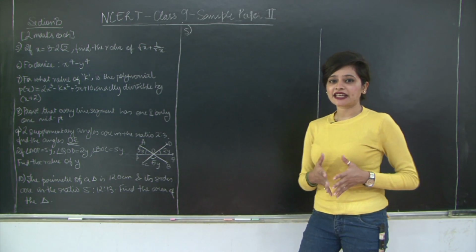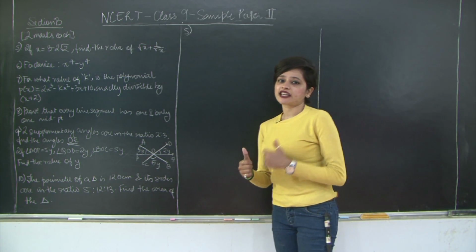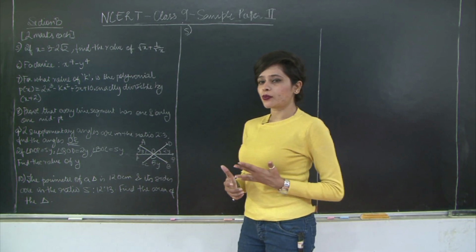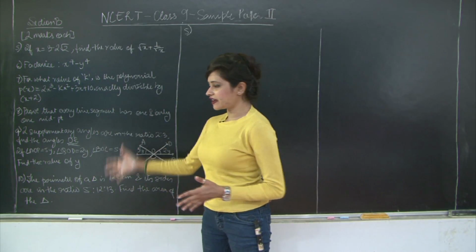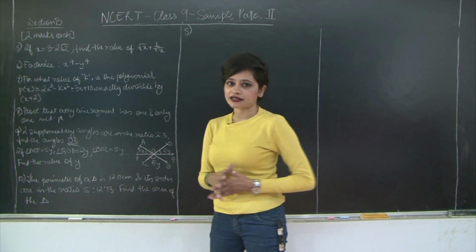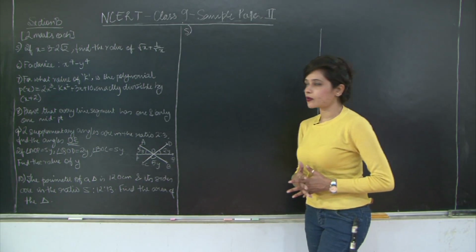Now we have completed section A in the previous class. Section A carried 1 mark and there were 4 questions. Now proceeding with section B, you have question numbers 5 to 10, each carrying 2 marks. So let's get started with the first one.